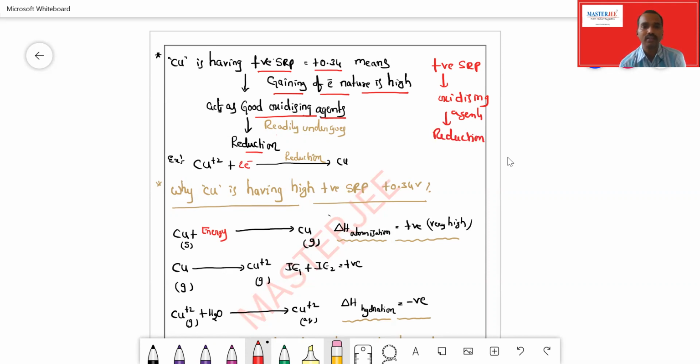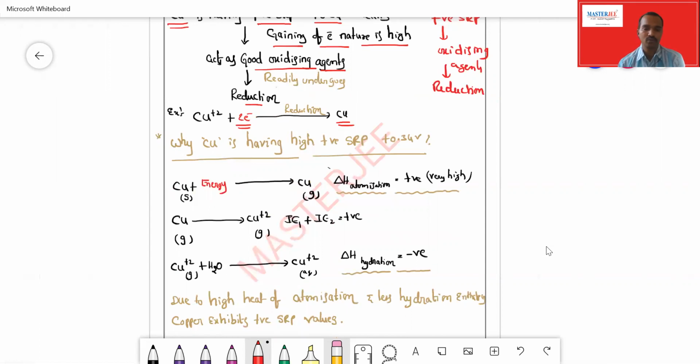So why is copper exhibiting positive SRP values? See here, in the reaction Cu2+ readily accepts electrons. That means it is undergoing a reduction process and getting converted into Cu. Now, what is the reason behind it exhibiting positive SRP values?